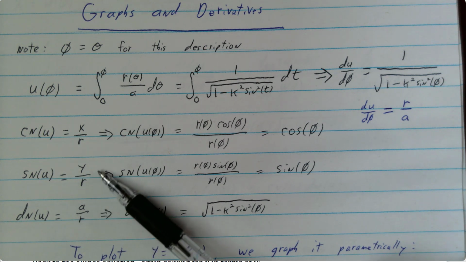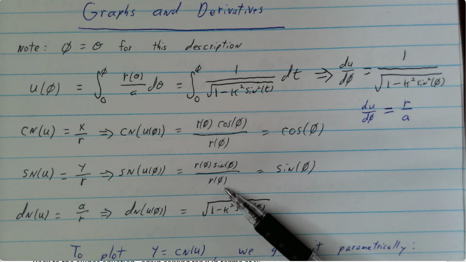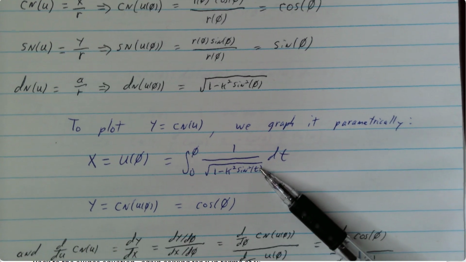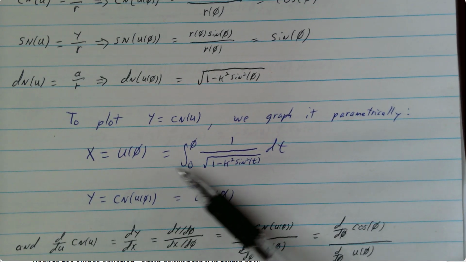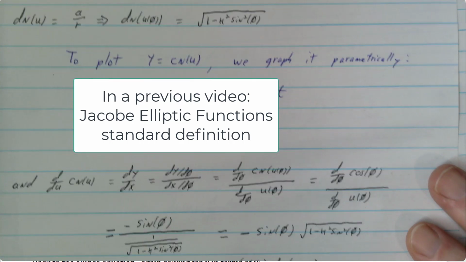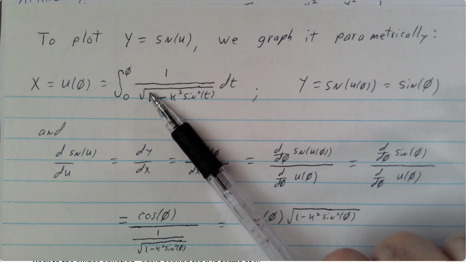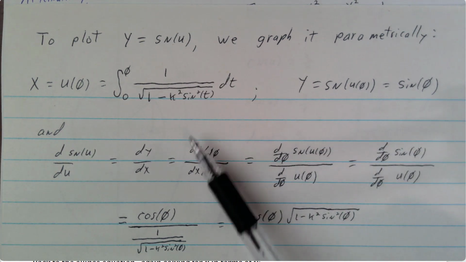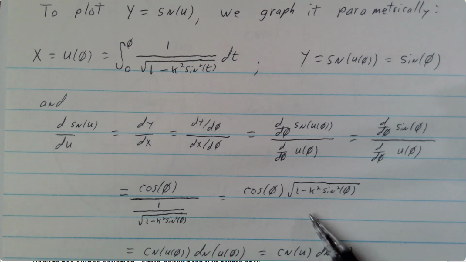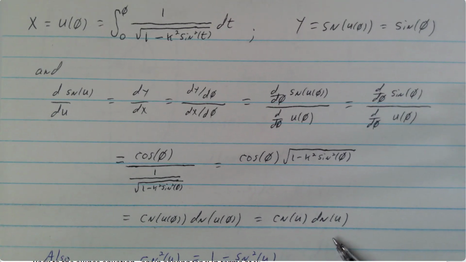And similarly, sn u is y over r, but y is r sine theta. So divided by r will give me sine theta or sine phi. And then if I want to plot, I have to plot x is u and y is cosine phi. So I would get the derivatives the exact same way as before. If you're graphing y equals sn u, graph y equals sine phi, x equals u, and then find dy dx. And you get this, which of course cosine phi is cn u dn u.